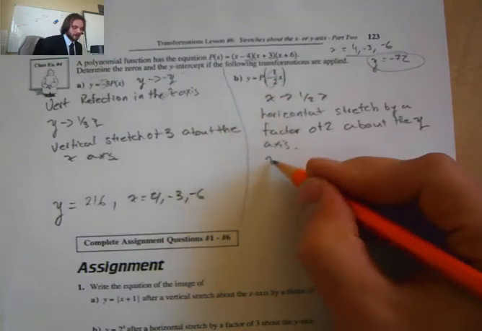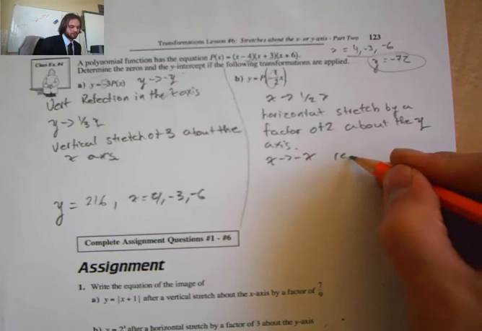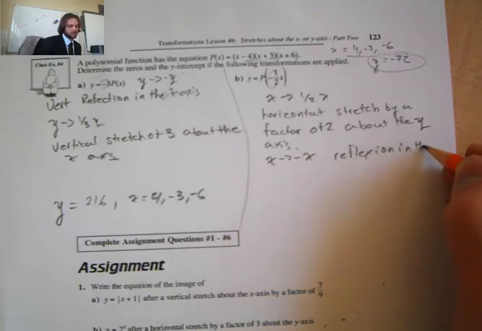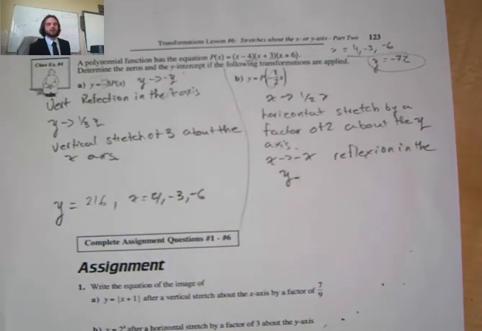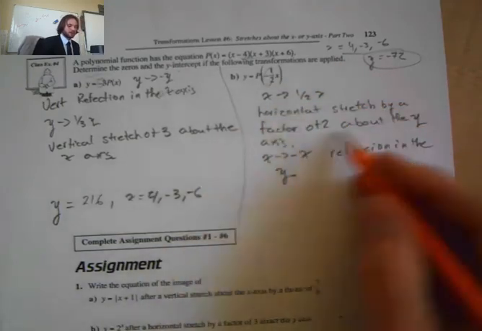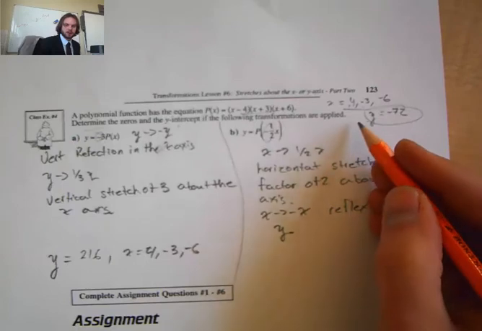And we also know that x goes to negative x. So we have reflection in the y. So everything that was positive turns negative. Okay? So we are doubled. So each of these must be doubled, right? Each of these up here are doubled.